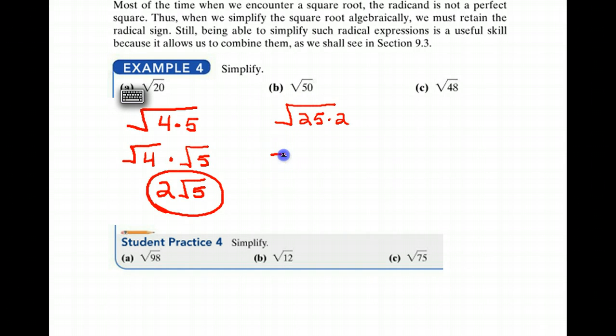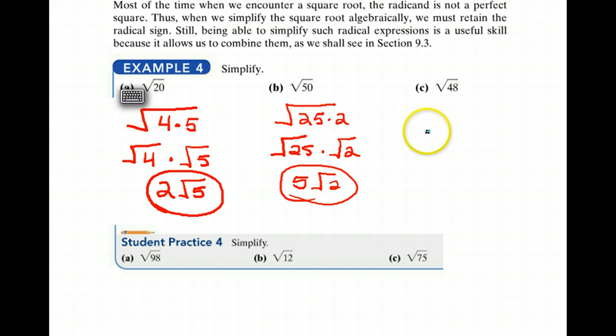So then we can use that multiplication rule and separate out those factors and have the square root of 25 times the square root of 2, and evaluate the square root for the factor that's a perfect square. So the square root of 25 is 5 times the square root of 2. Leave your answer in radical form.